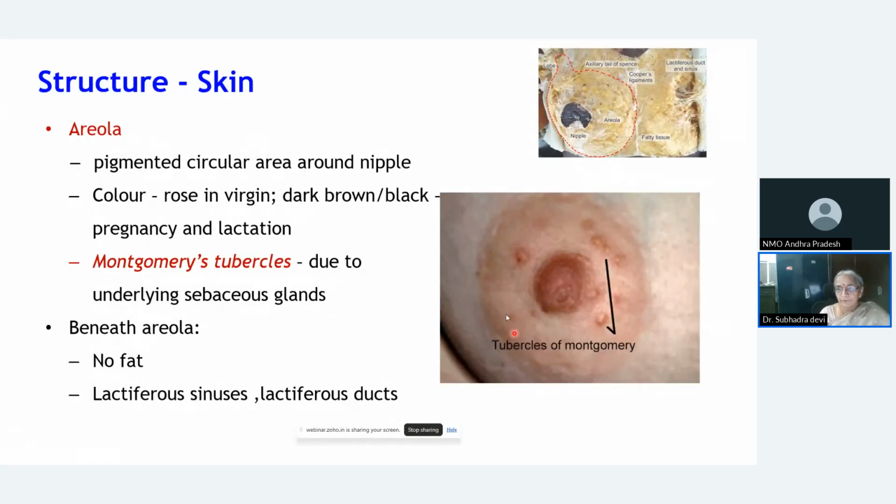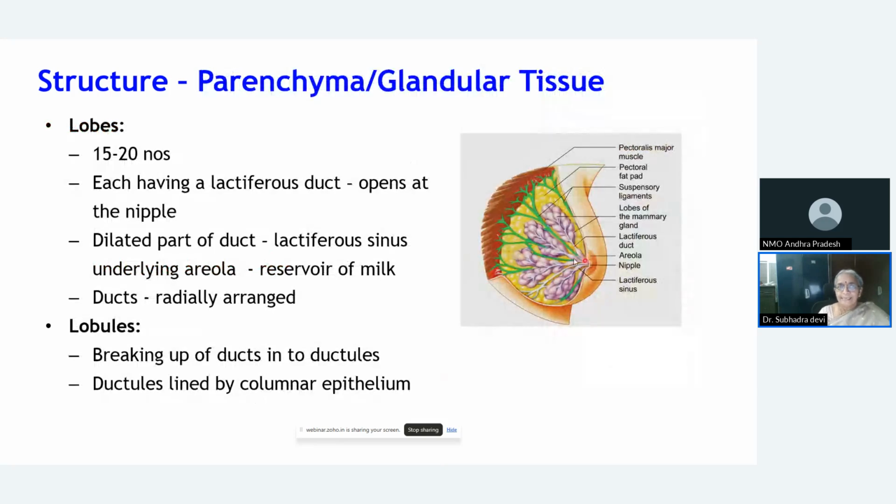And here if you see the areola, okay, the circular area around it, and you are seeing the tubercles, Montgomery's tubercles. Because of the underlying sweat glands and sebaceous glands, it will be seen. Beneath the areola also there is no fat, only lactiferous sinuses and ducts you will be seeing. Okay, so what are the lobes? 15 to 20, each having its own duct.